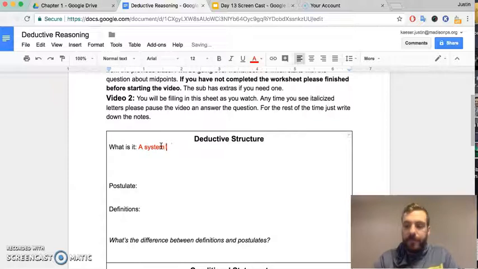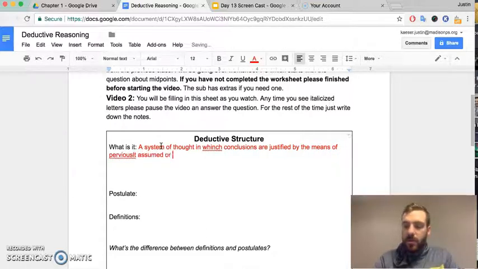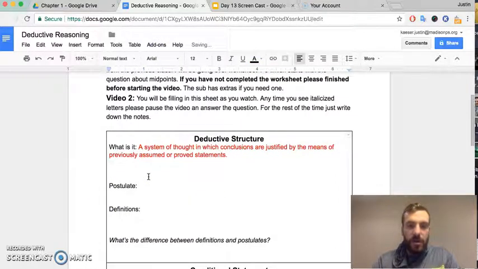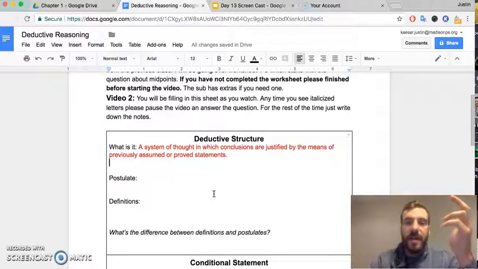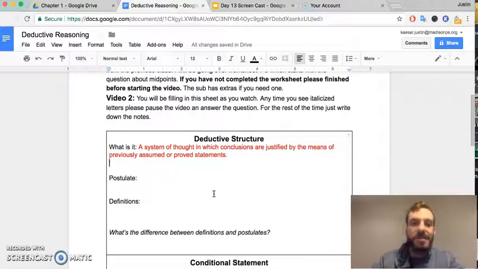So it's a system of thought in which conclusions are justified by the means of previously assumed or proved statements. Let me go back and fix my typos. So basically, deductive structure is, in other words, just to give you a more clear definition, a way we talk about things, or a way we think about things logically, and how we use previously learned or previously assumed statements.